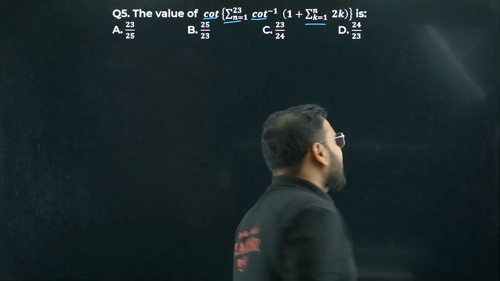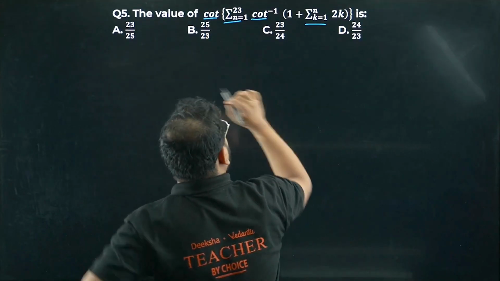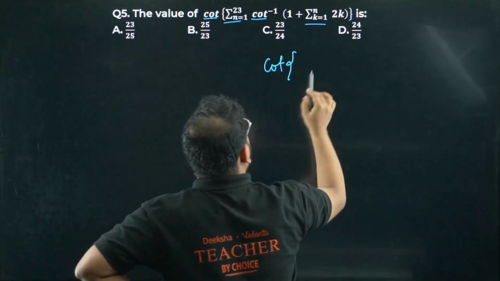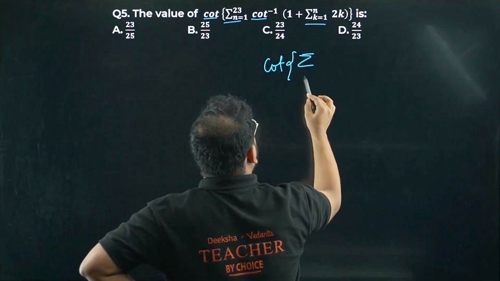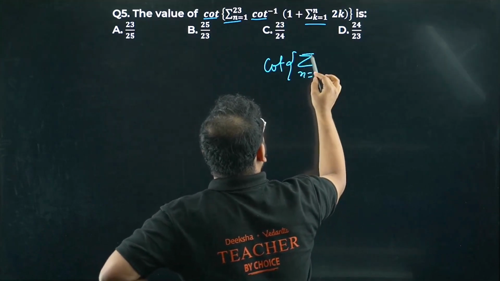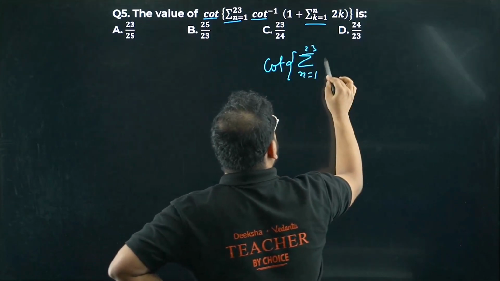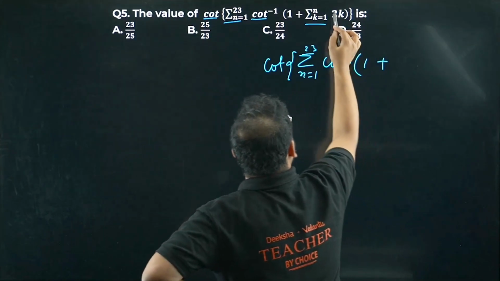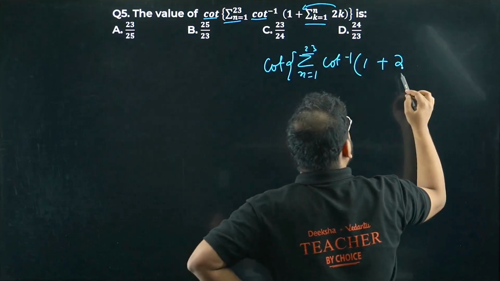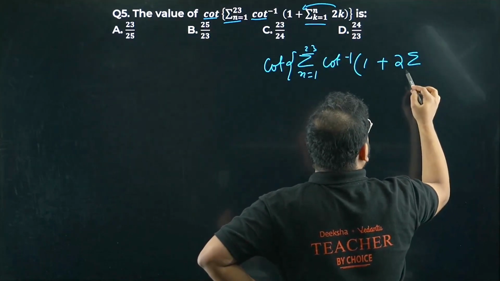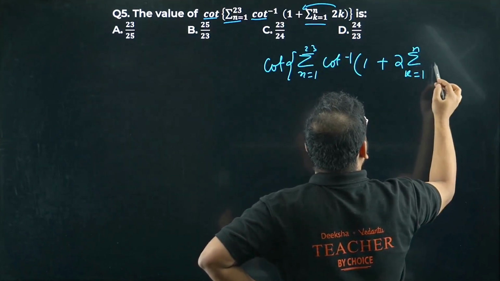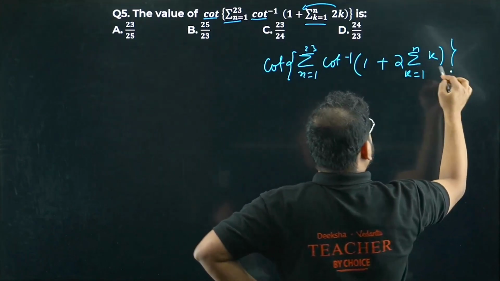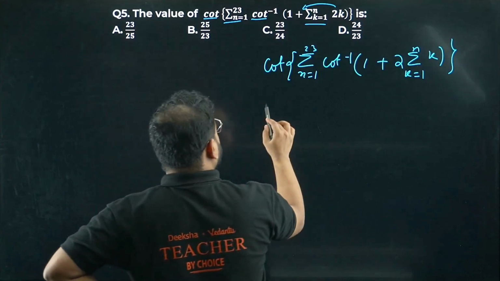Let's begin. Keep this cot part as it is. This summation as it is, summation of n equals 1 to 23. This cot inverse as it is. Now check this out. 1 plus, I'm going to take this 2 outside, constant, no? 2 outside. Summation of k equals 1 to n, I have k. First bracket closed, and then we have second bracket also closed. Okay. Now let's have a look.